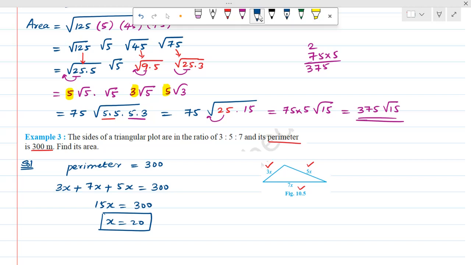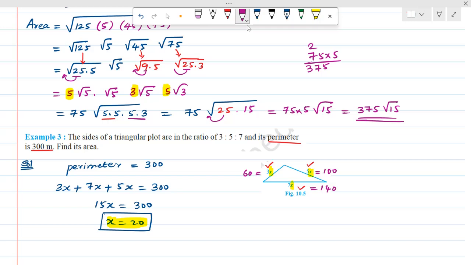Now I have to calculate the sides one by one. What should the side be? The value is 20. If you multiply 20 here, it becomes 60. The x we have found, we just replace in place of x. So here what will we get? 5 into 20, which is 100, and 7 into 20, which is 140. So now you have all the sides.